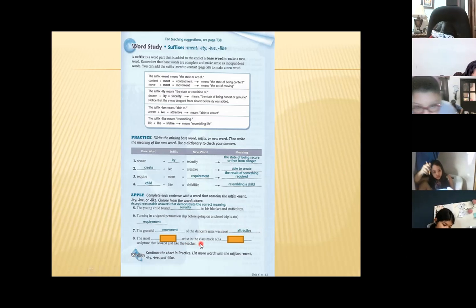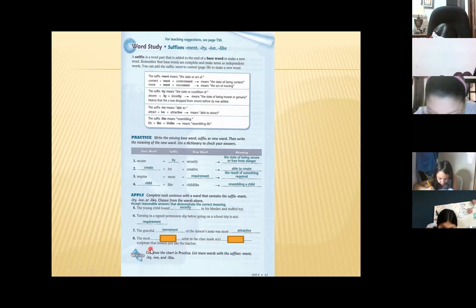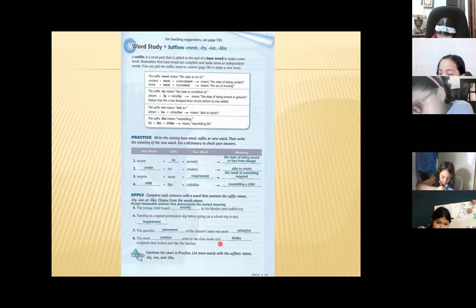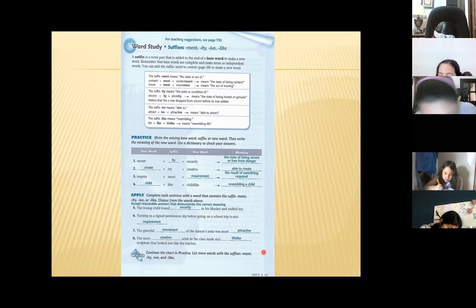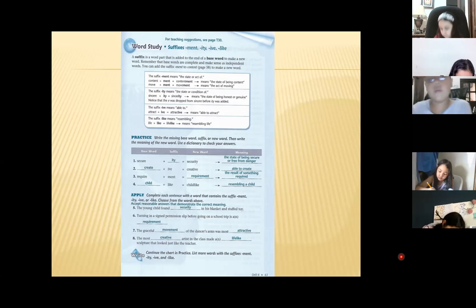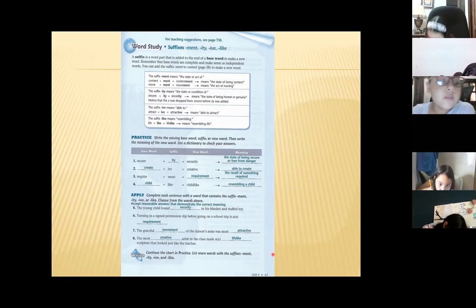The most creative artist in the class made a sculpture that looked just like a person. Which word can we write? Lifelike. Let's write lifelike in this space. Lifelike. Lifelike means something that is like a person.